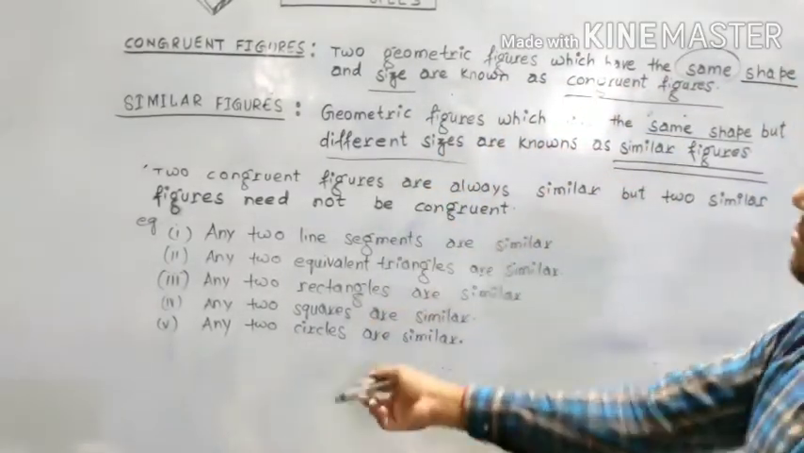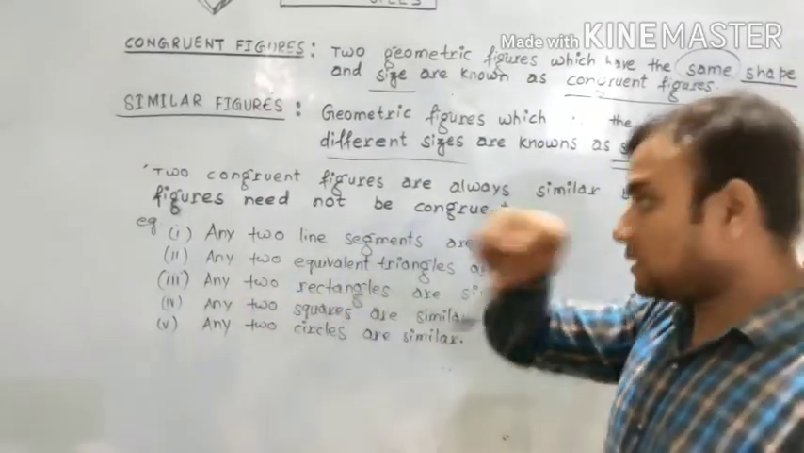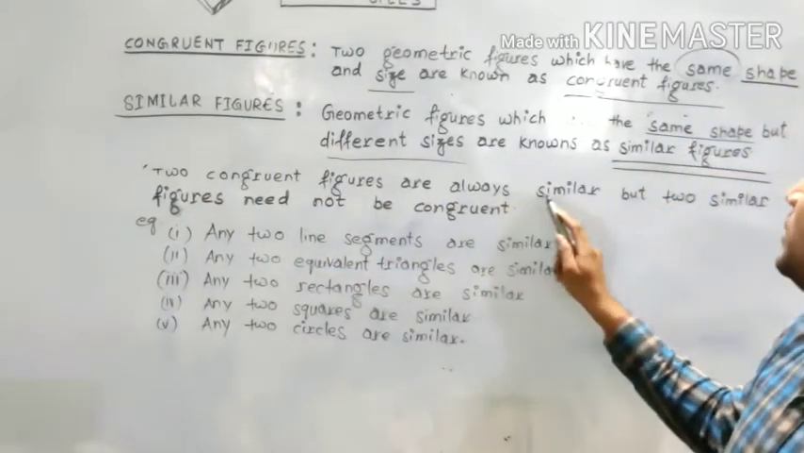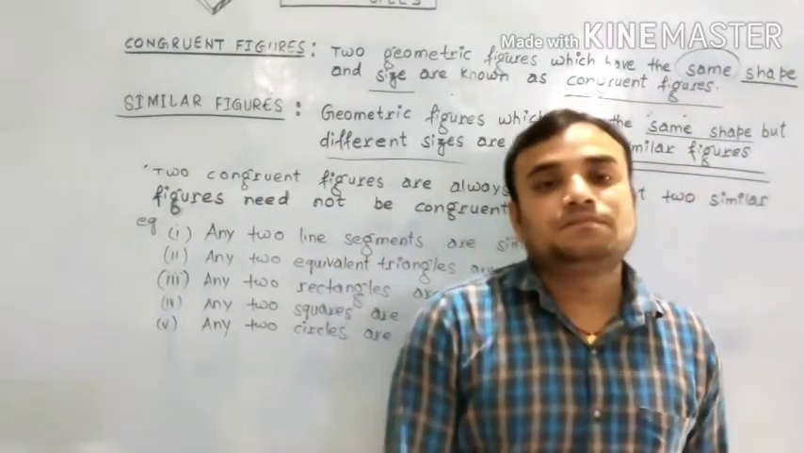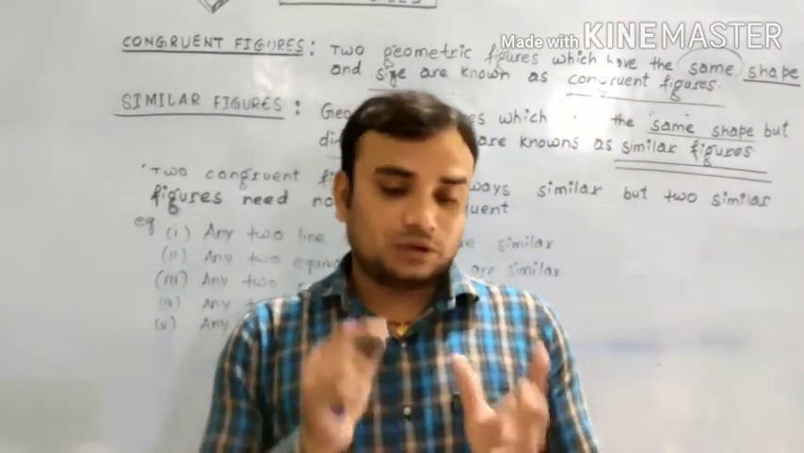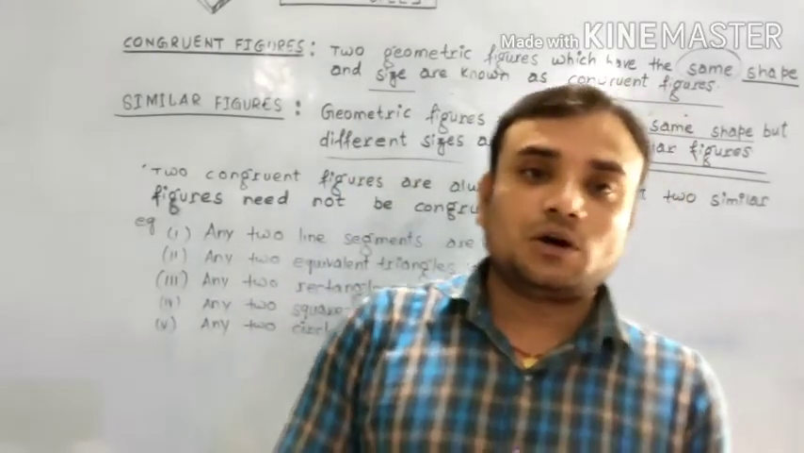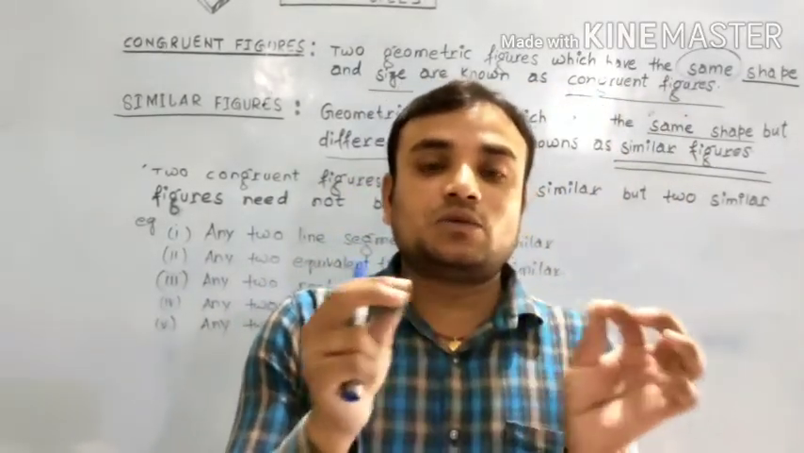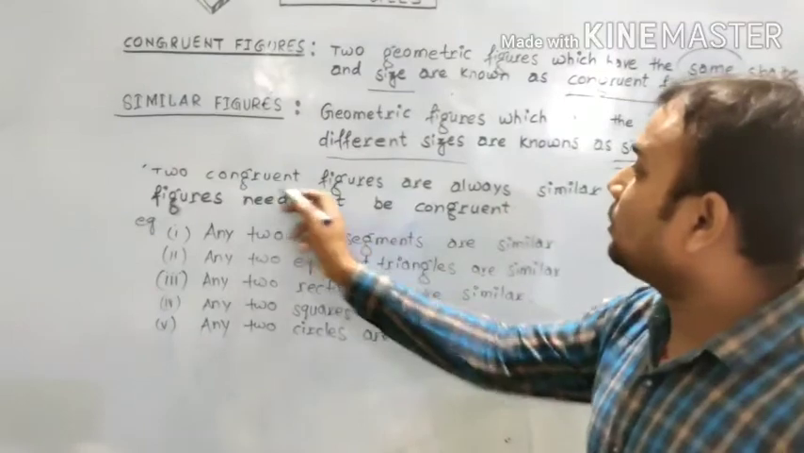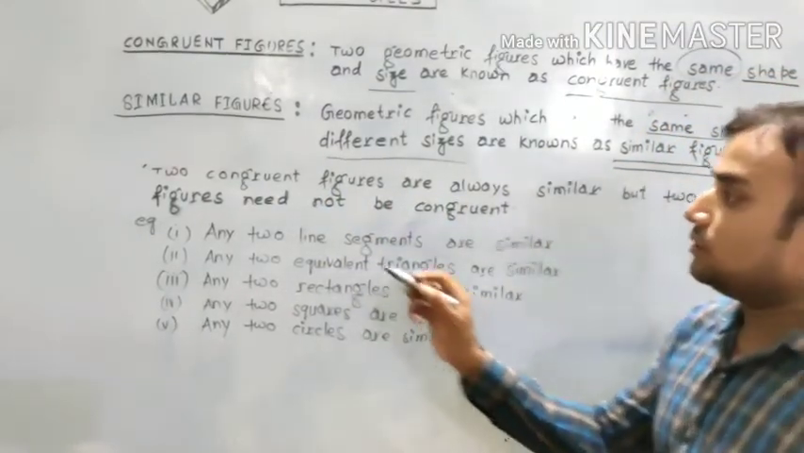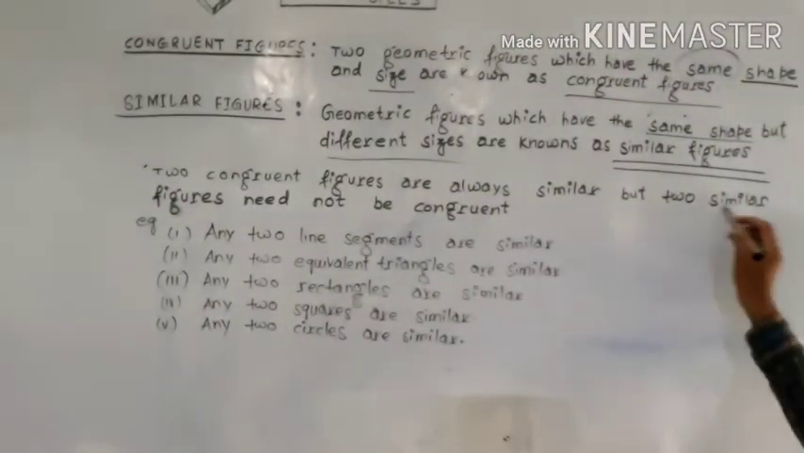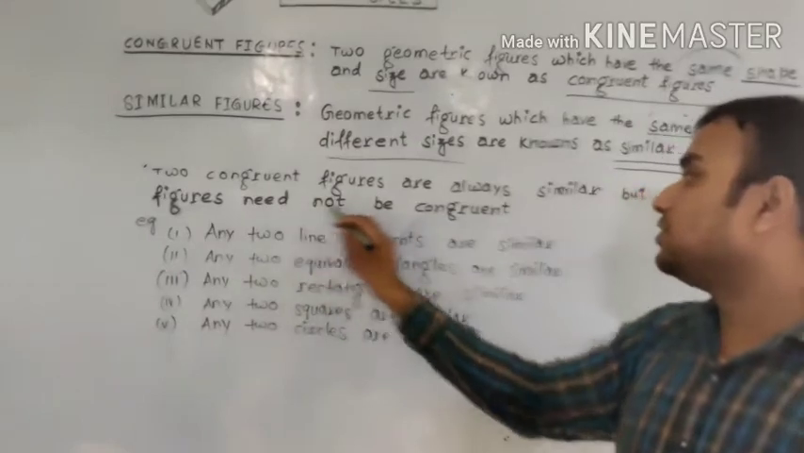Here are some important facts of similar figures. Two congruent figures are always similar. If you have seen your blades, all blades look the same in shape and size. All congruent figures are similar. This is very important. Two congruent figures are always similar, but two similar figures need not be congruent.